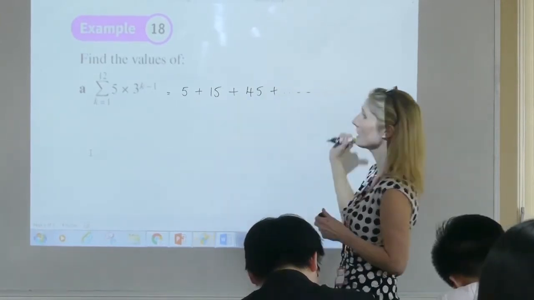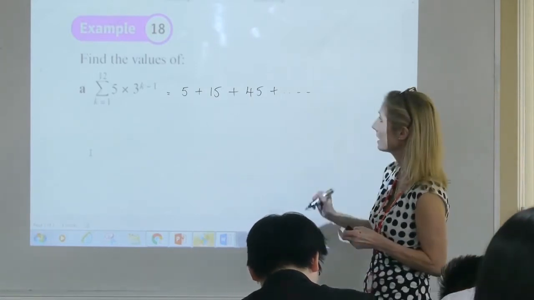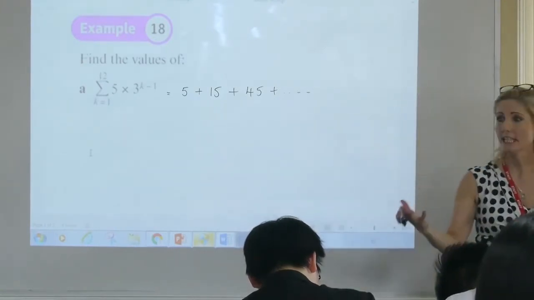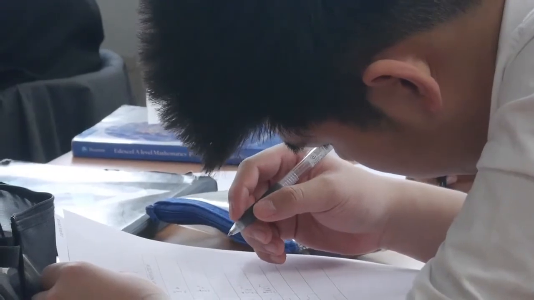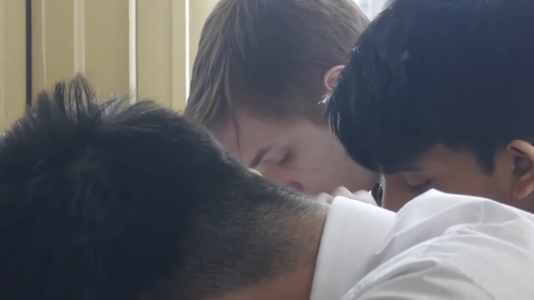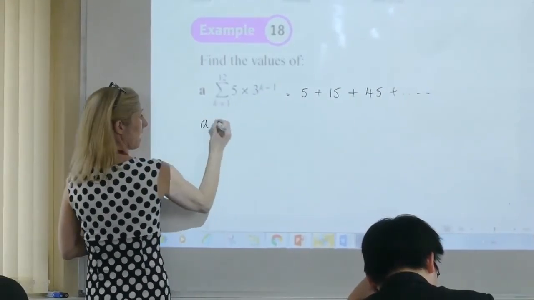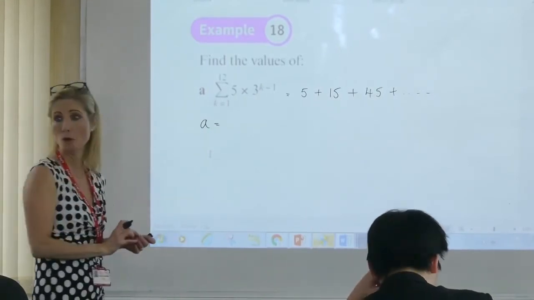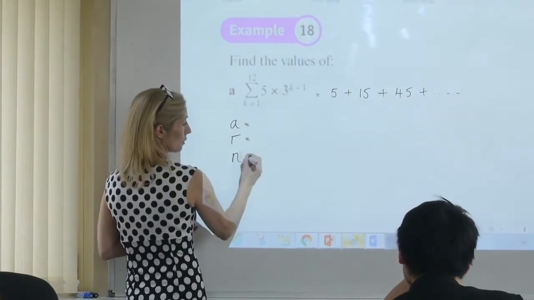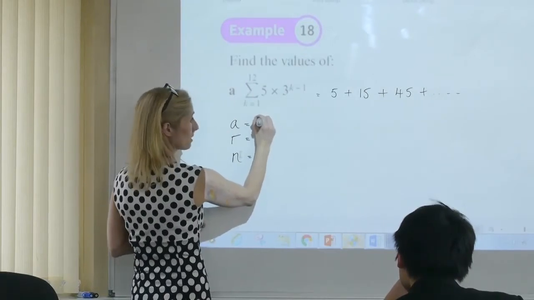All right, what's happening each time? We're multiplying by 3. That's right. Now, this is going up to 12. We don't particularly need to know the n number. Does it affect our rule if we don't know the n number? No. All right. What's important to us is our a value. What else is important to us? Our r value. And what else is important to us? Our n value. Right.